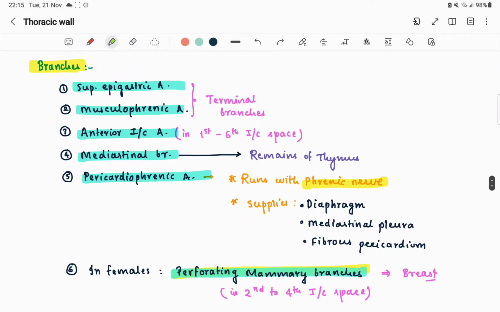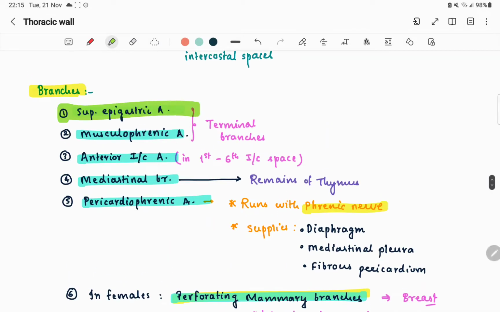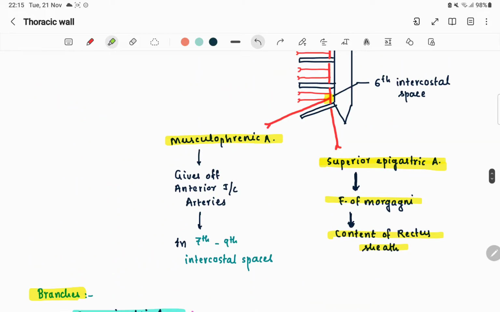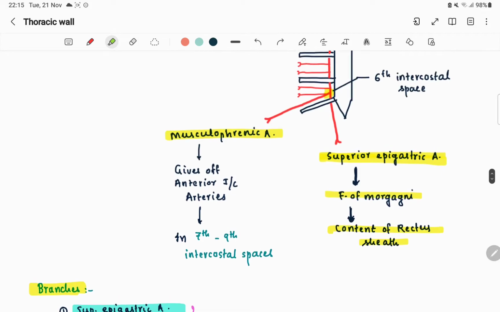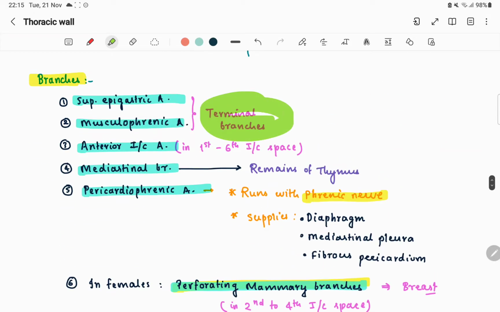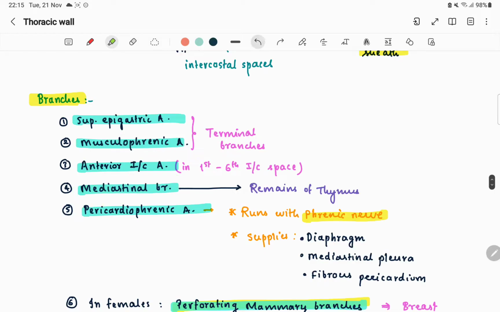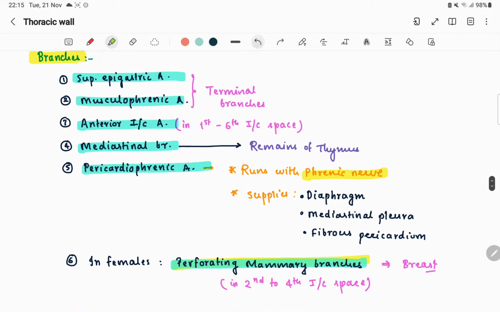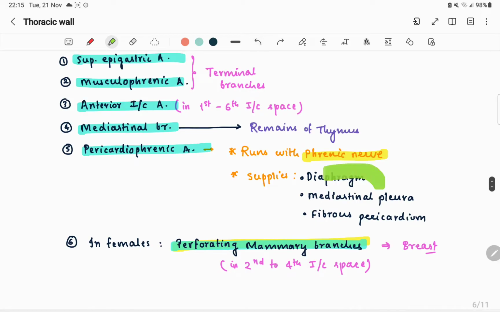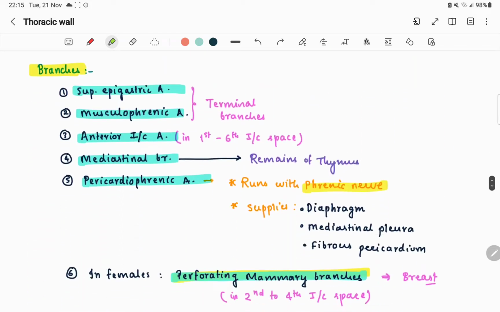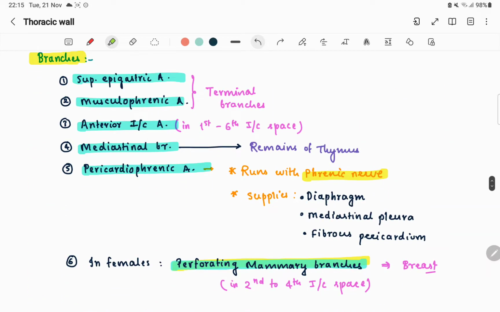So, what are the branches of your internal thoracic artery? You have the superior epigastric artery, this one, and your musculophrenic artery, this one. These two are terminal branches, as I told earlier. Then anterior intercostal arteries in the 1st to 6th intercostal spaces, and your mediastinal branch, which supplies the remains of the thymus gland, and the pericardiophrenic artery, which runs with the phrenic nerve and supplies the diaphragm, mediastinal pleura, and fibrous pericardium. So these branches are not shown here. You have the mediastinal branch and the pericardiophrenic artery.